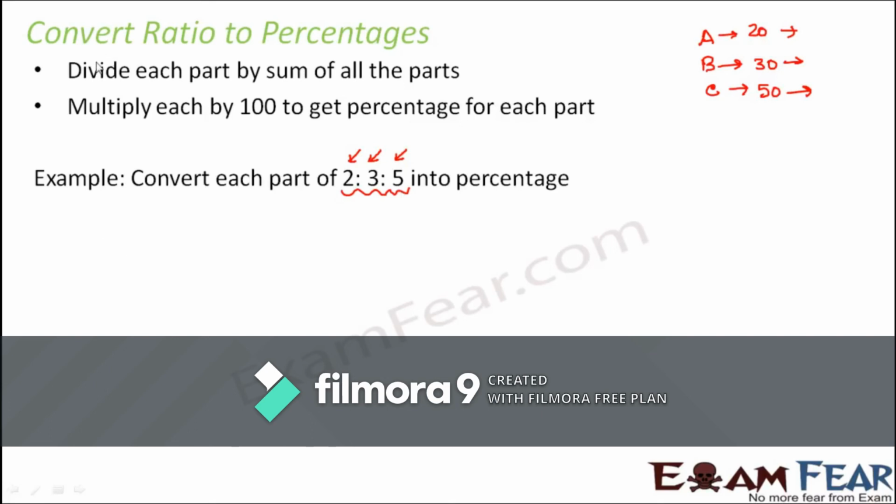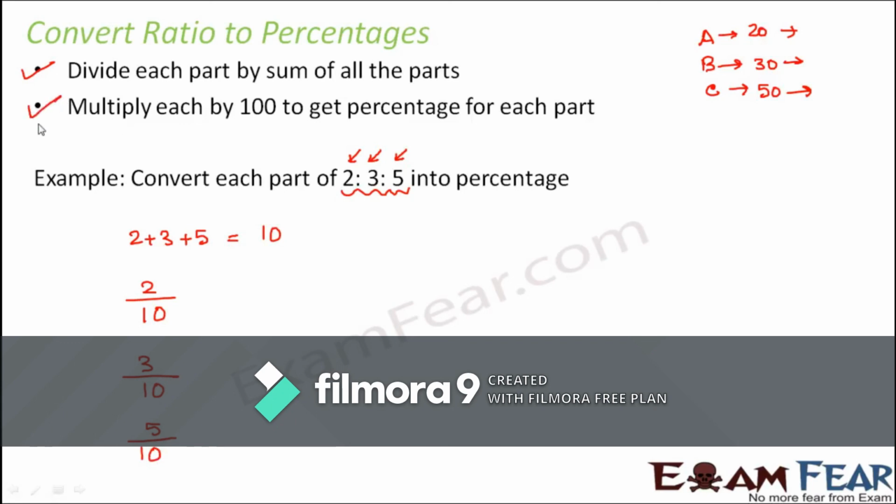The first step is to divide each part by the sum of all the parts. The sum of all the parts is 2 plus 3 plus 5, which is 10. This is the sum of all the parts. So for the first part, 2 divided by the sum of all the parts. For the second part, it would be 3 divided by the sum of all the parts. And for the third part, it would be 5 divided by the sum of all the parts. So that's our step 1.